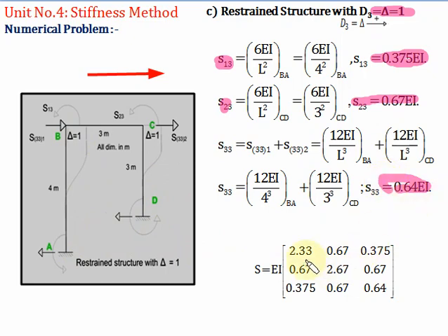0.64 EI. So this is our stiffness matrix, and here the size of the stiffness matrix is 3 by 3 because we are having 3 unknowns. So the size of the stiffness matrix depends upon the unknowns. If the unknowns are 3, the size of the stiffness matrix is 3 by 3.